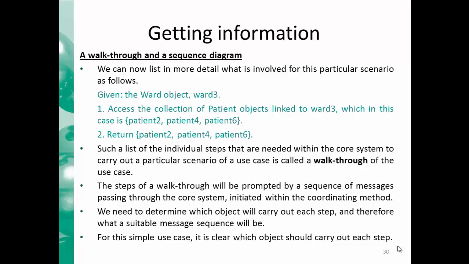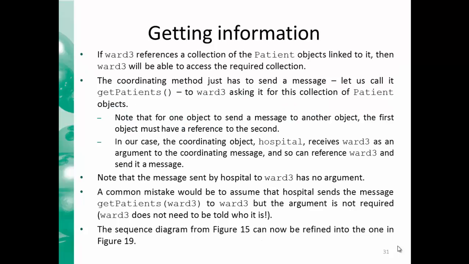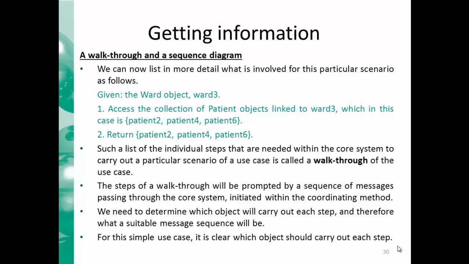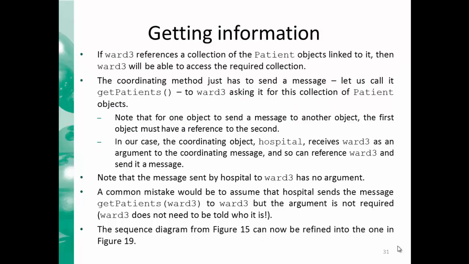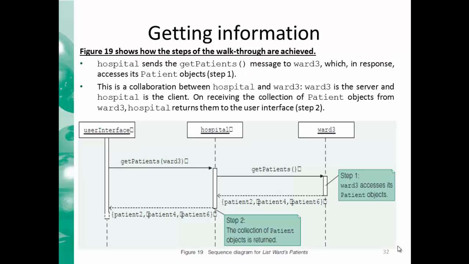So we need to access the collection of patient objects linked to word 3. If you go to word 3 and ask it for the patients, it will tell us that it has patients 2, 4, and 6. So we'll take this information and return it to the coordinating object, which will return it back to the interface, and by this we have a collection of patient 2, patient 4, patient 6 as whole objects, and we can get whatever information we need from these objects.